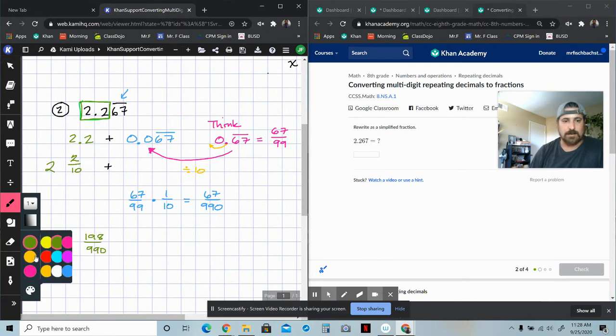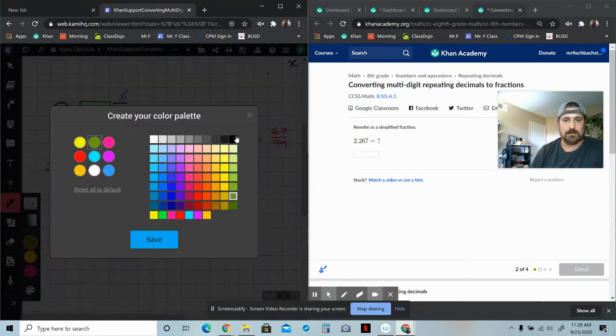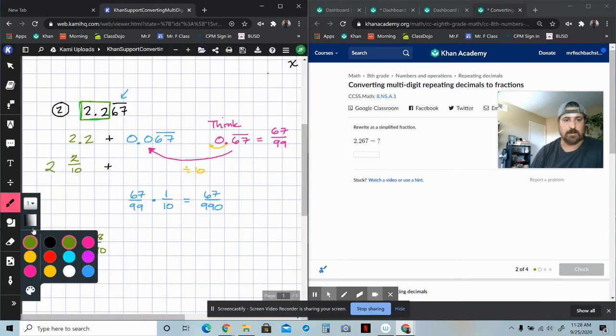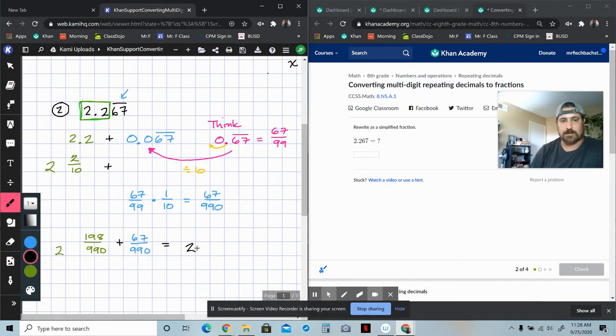And we're going to have to add to that. Let's add a black in here. Let's change the bright yellow to black, because bright yellow isn't great anyways. And so we're going to add to that this 67 over 990. And you're going to get your answer, which is going to be equal to 2 and 198 plus 67. Now 198 plus 2 gets to 200. So if we take 2 away from 67, we have 65. So really what we're looking at is 2 and 265 over 990.